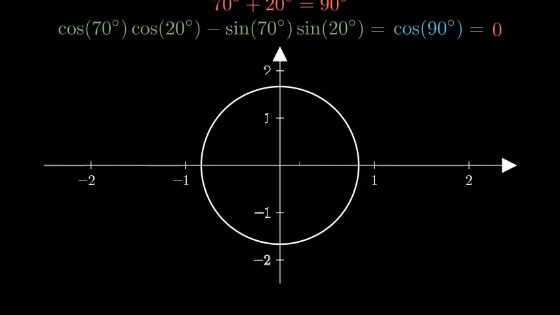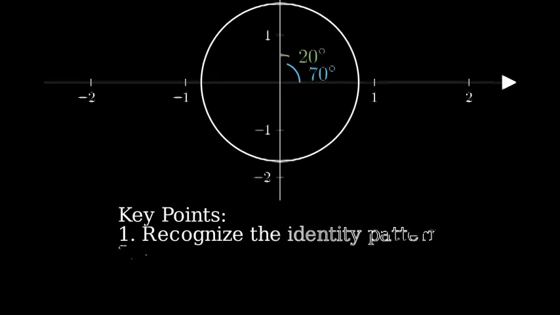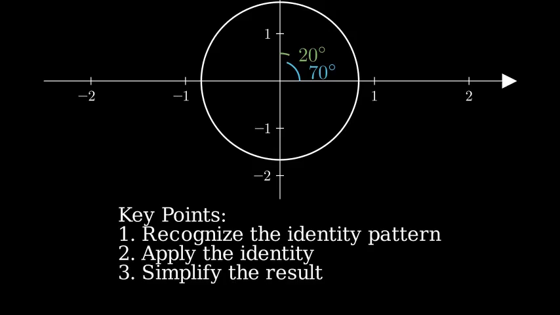Let's visualize this on the unit circle. When we start at 70 degrees and add 20 degrees to it, we end up at 90 degrees, which is at the top of the unit circle where cosine equals 0. And that's how we can use the cosine sum identity to calculate this trigonometric expression. Remember, recognizing when an expression matches a fundamental identity is key to solving these types of problems.